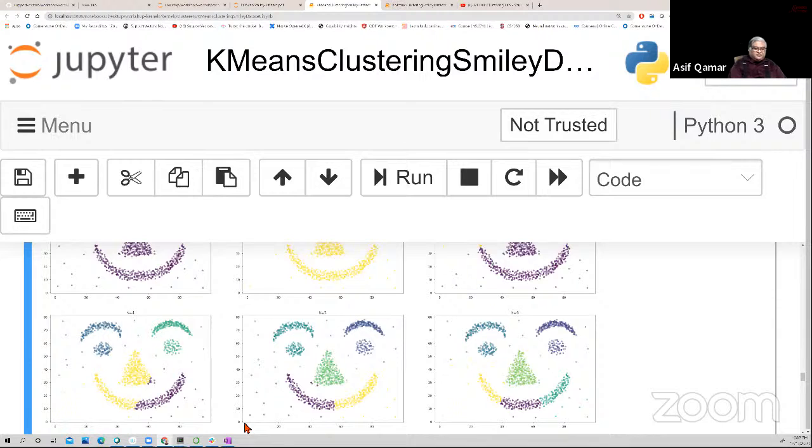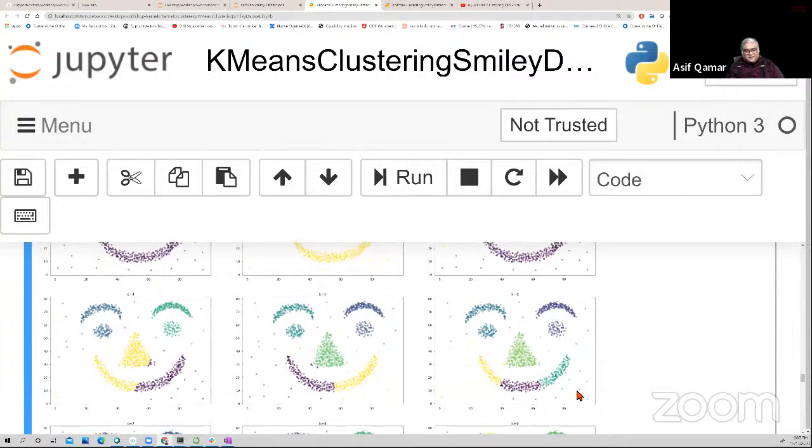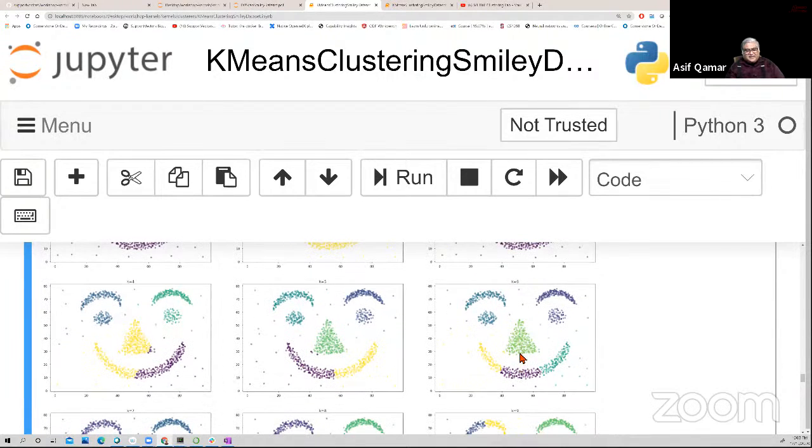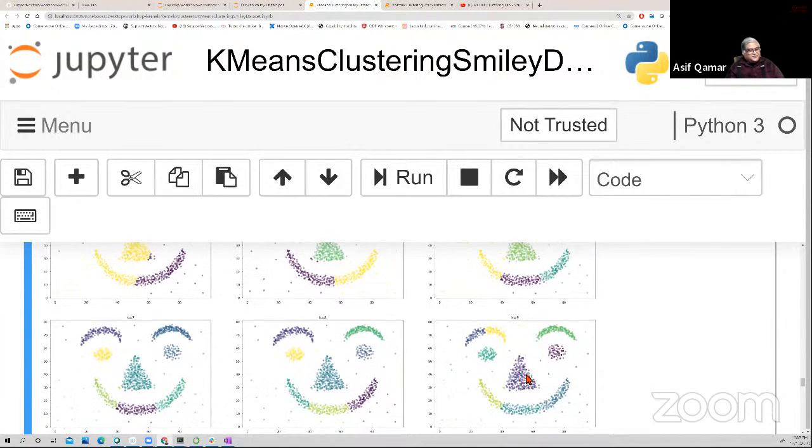You go to k is equal to 5, and what do you notice? Now things get more interesting. Eye and eyebrow are one cluster, with left and right different. The nose is a cluster in its own right. The lips have broken down into two clusters. And as you go further and further, you start noticing this pattern: the lips now have become three clusters for k is equal to 6.